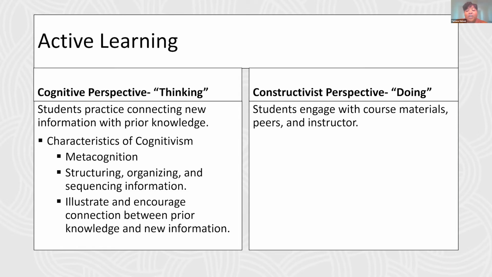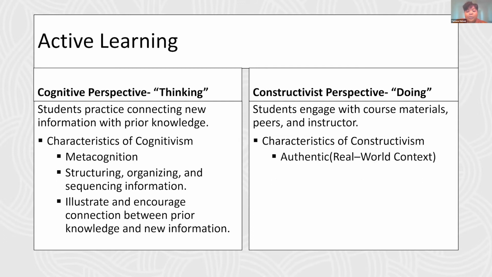Now, when students are engaging in the constructivist perspective, they're engaging with course materials, peers, and their instructors. So the characteristics of constructivism is authentic. So it is basically content that is applied in a real world context. It is meaningful and purposeful. So that ties into the learning objectives, which contribute to a real world context that translates to the students and what they may experience in their daily lives. Again, connecting that prior experience and knowledge with new information.